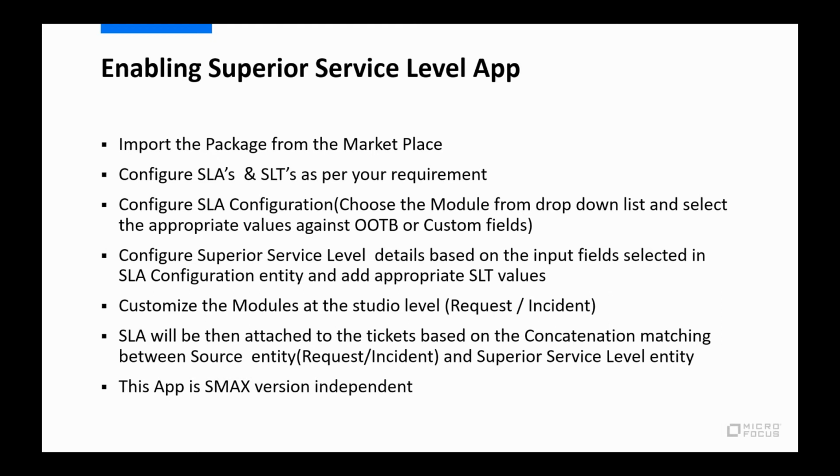So once you select this SLA configuration and choose a model, you can go to the next entity called superior service level. Here, based on the field selected, you can assign the values to that. Say for example, you can select a category value, a company value, a location value, or a combination of these values. You can also include any fields you want, and based on that you can tell SMAX that if this is my combination, what should be my SLP value or SLA value.